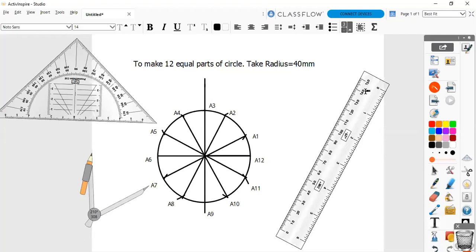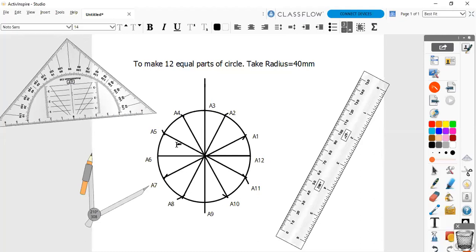Now, if you can see, many of you have already sent me your drawing by WhatsApp. That is a very good thing. I'm happy with that. All of you completed your drawing in a very good manner.